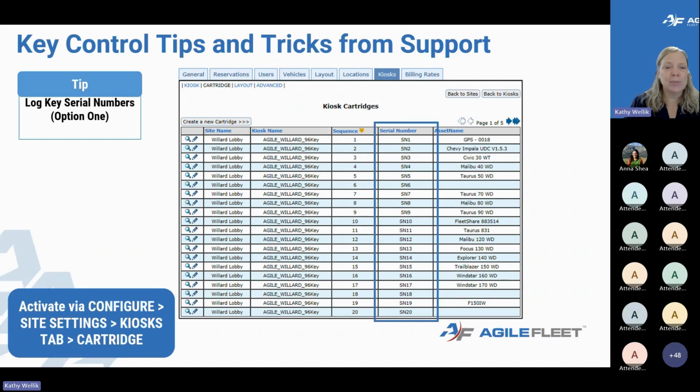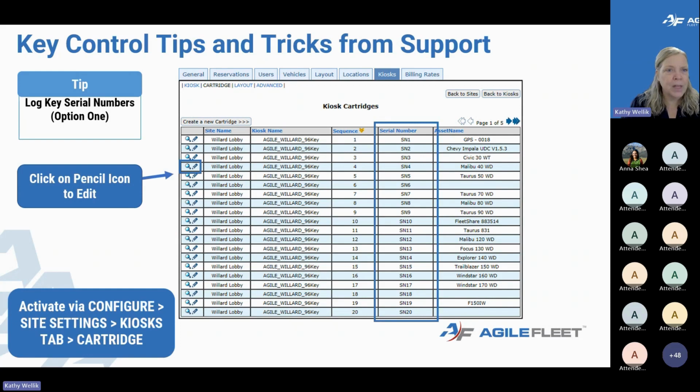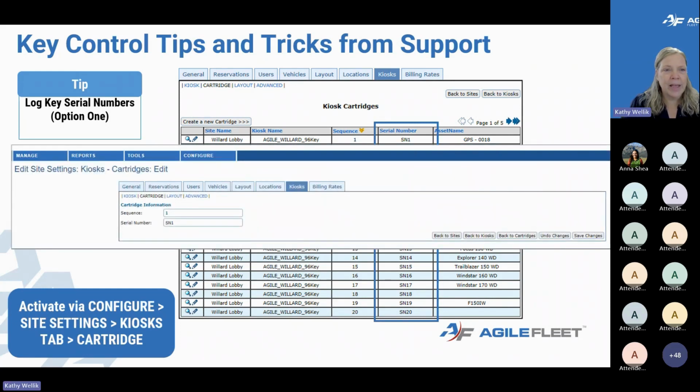So you want to make sure that the serial number is entered into the system. For sequence 1 of this particular kiosk, you would take the serial number off the back of the little silver key that goes to section 1. You want to make sure that you keep track of those. You would use the pencil icon to update everything, and you can put the serial numbers in here.